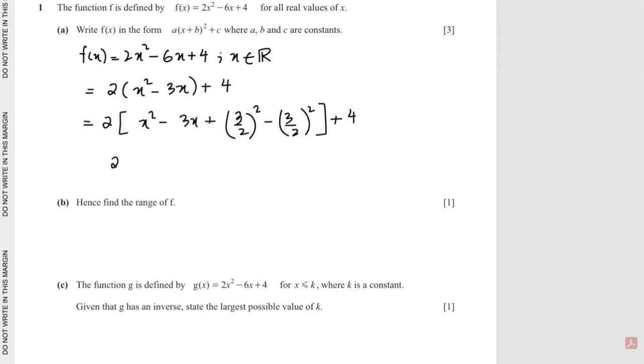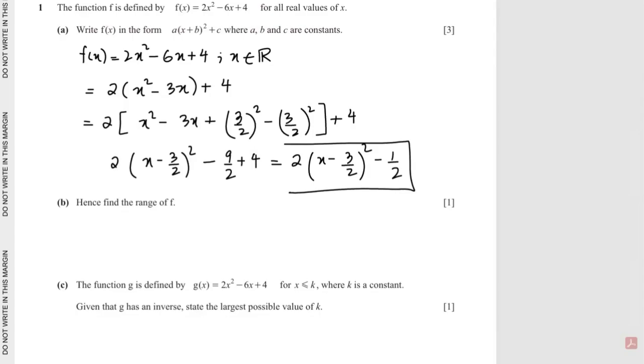So now you can write it as x minus 3 over 2 squared minus 9 over 4 times the 2 is going to be 9 over 2, plus 4. Now this will be 2 times x minus 3 over 2 squared and minus a 1/2, right? And that's your answer to part A. You can always pause the video, try these questions yourself, and then you can come back and check my work.